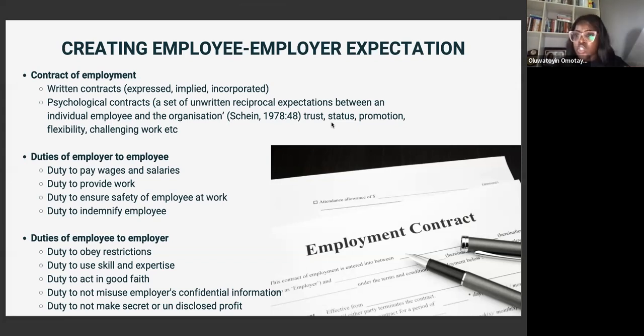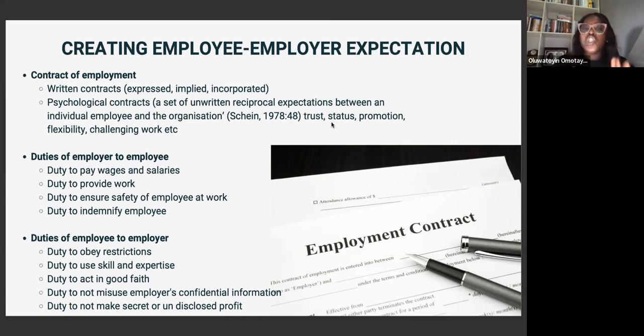The employer has duties. You as an employer, you have duties. The employee also has duties. And one of your duties as an employer, which is one of the most important ones, is that if you are hiring a paid position, you have a duty to pay wages and salaries. You have a duty to provide work, and you also have a duty to ensure the safety of your employee. Also, the employee has duties to you. They have a duty to obey restrictions. They have a duty to act in good faith. They have a duty to work for what you are hiring them for.